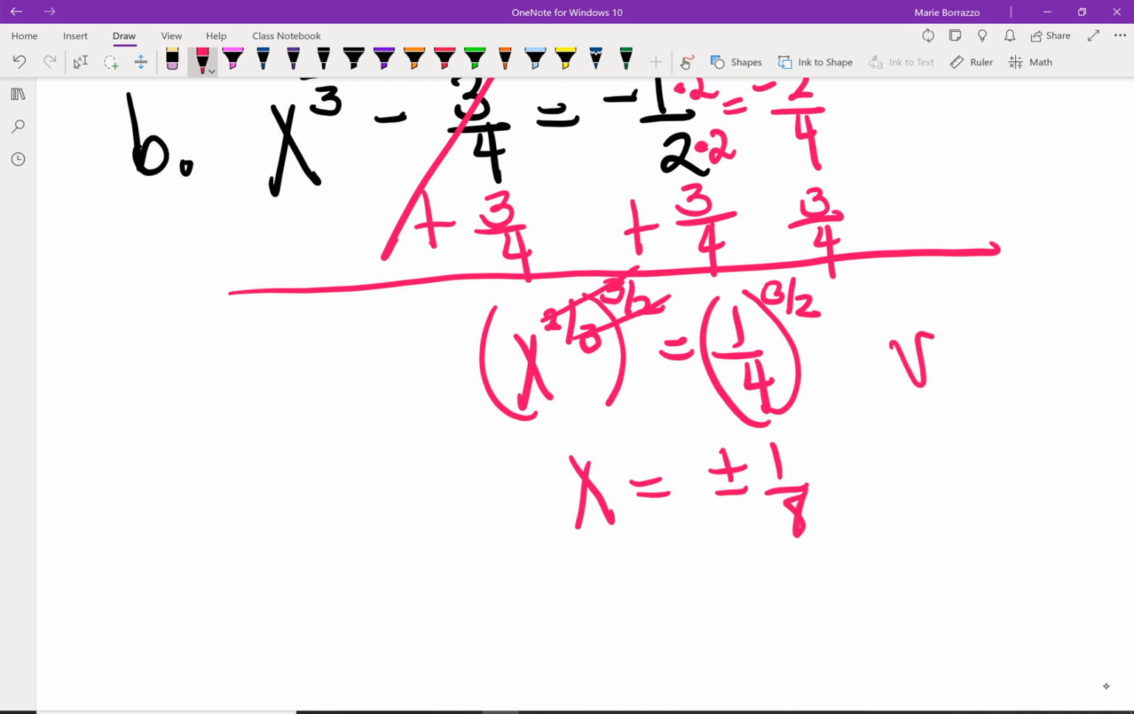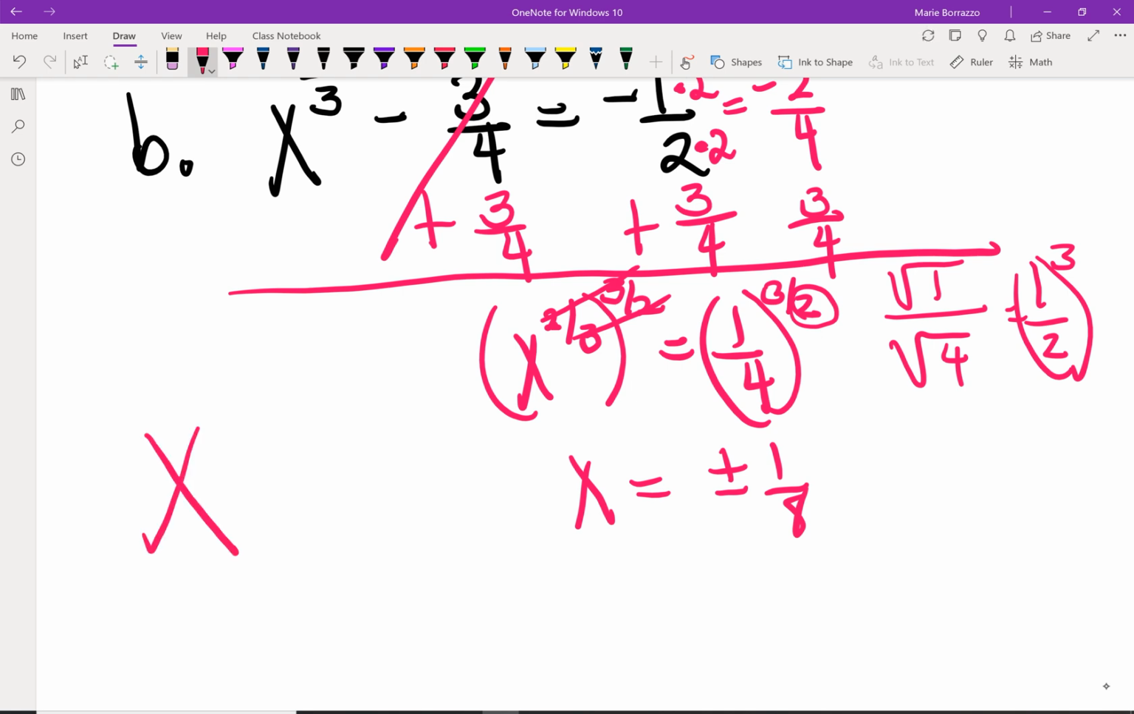Remember, you're taking the square root of 1/4, right? Which is going to give you 1/2, and 1/2 is then raised to the 3rd power. So the root goes first, then you raise it to the power. Whenever you see a variable, it's always the power over the root, and the root comes first.